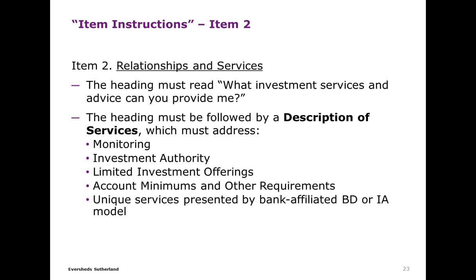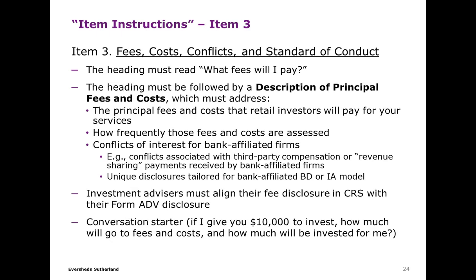With item 2, note that the disclosures related to relationships and services are separate from the disclosures in Regulation Best Interest. The headings must read, "What investment services and advice can you provide me?" That's required language. But these disclosures about relationships and services, including investment authority, monitoring, account minimums, and so forth, are all separate from the Reg BI disclosures, as that is a parallel document.